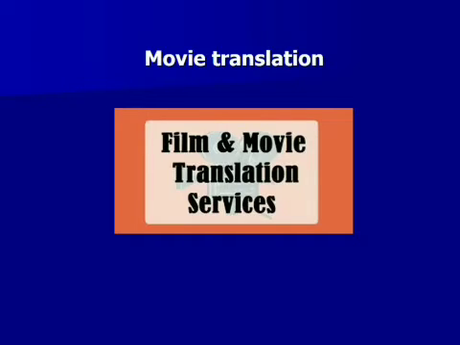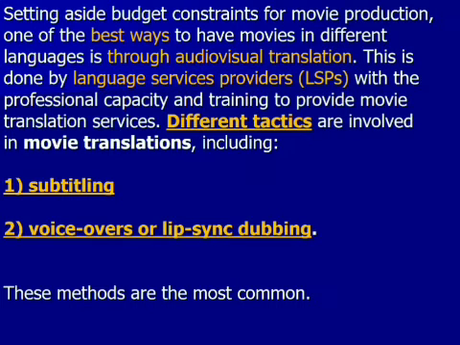So let's talk about film and movie translation services. Let's talk about secrets, about nuances of the film translation process. There are two ways of giving the meaning of the movie. The first one is subtitling. The second one is voiceovers or lip sync dubbing. These methods are the most commonly used by film producers.